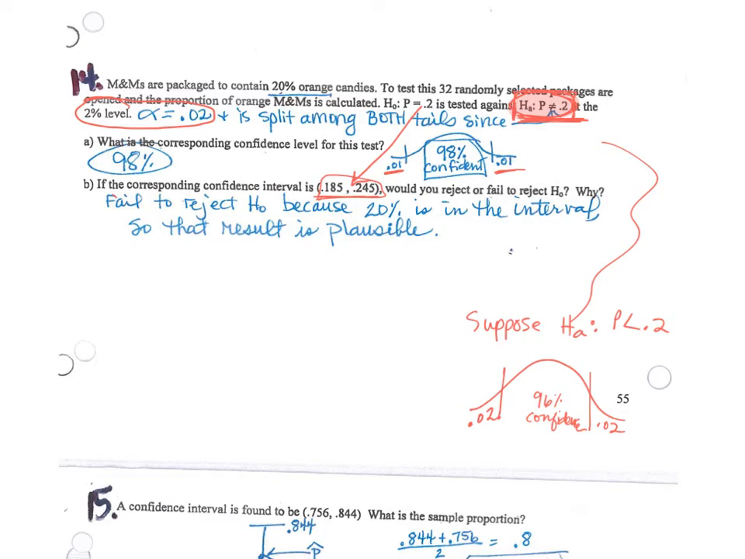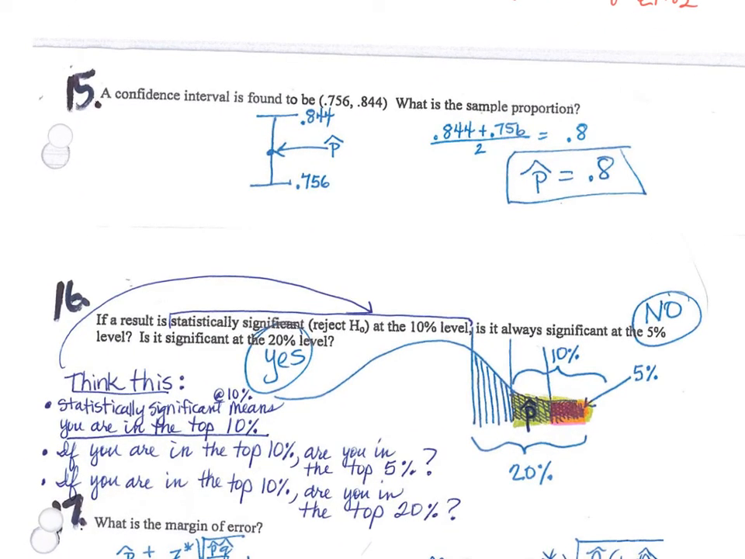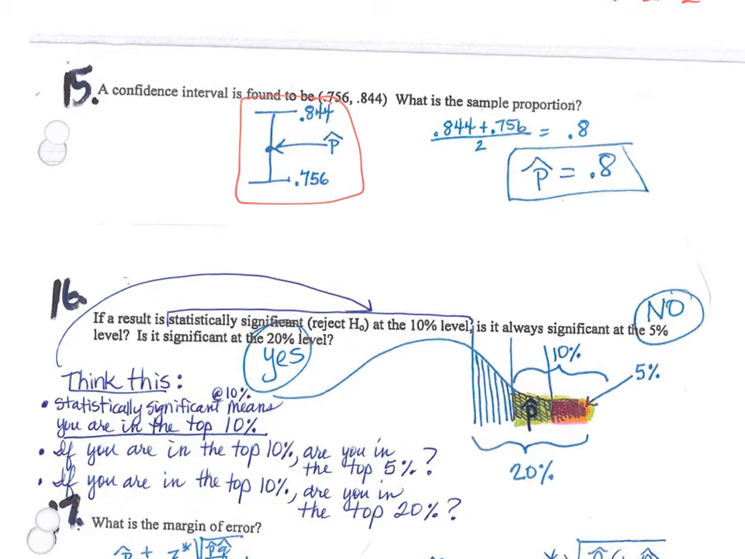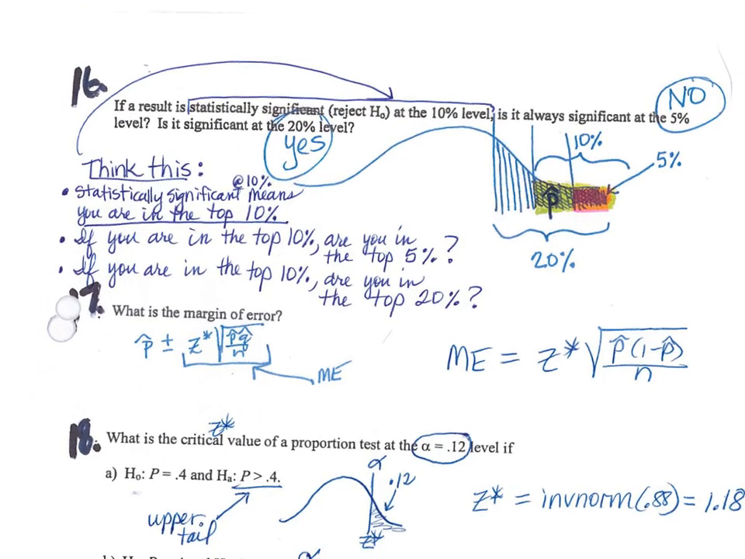Okay, moving on. Number 15, again, is the basics of understanding the anatomy of this. P hat goes in the middle. So you just found out what was exactly in the middle. Okay, number 16 is really important to understand. Here you are told the result, this will be like a test question, I guarantee. Statistically significant at the 10% level means the size of the rejection region is 10%.